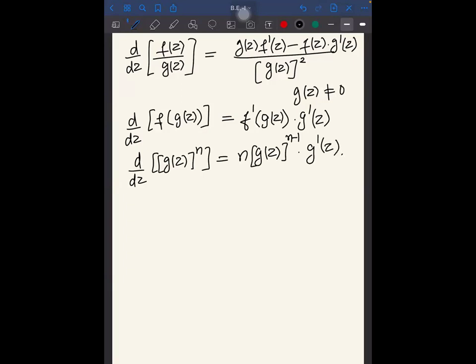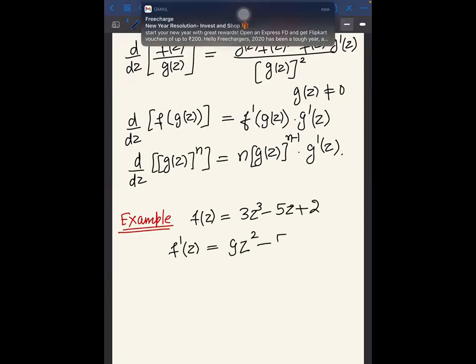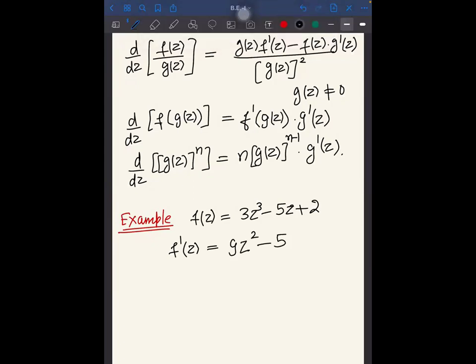So we can do a few examples. f(z) is equal to 3z cube minus 5z plus 2. Of course your f dash z would be 9z square minus 5, right?